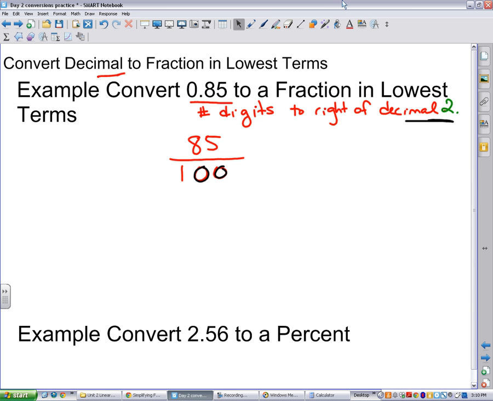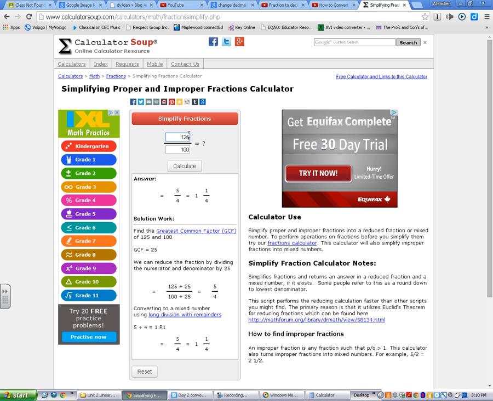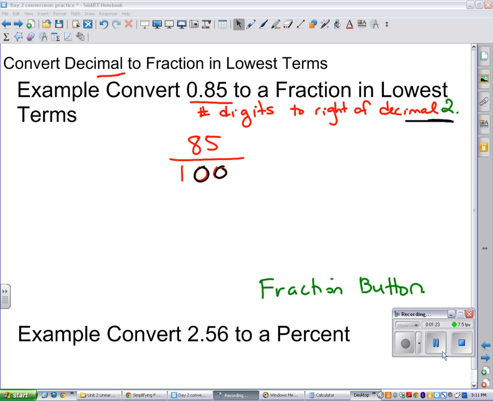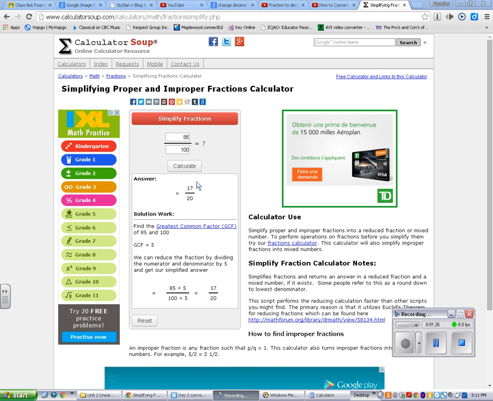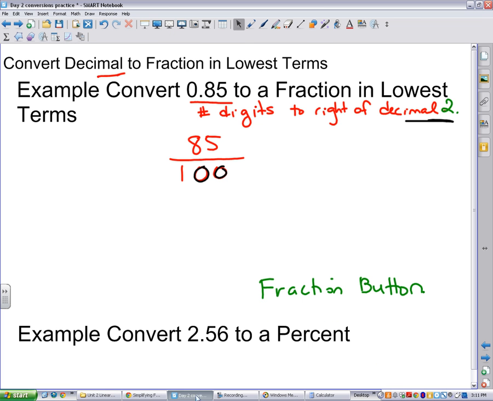Now it's not in lowest terms, so I'm going to go to my fraction calculator and reduce it. So I want to use my fraction button. I'm going to enter 85 over 100, and hit calculate, and it's going to reduce for me. So I see here that it has reduced to the fraction 17 over 20. So I'm going to write down that that is equal to 17 over 20.